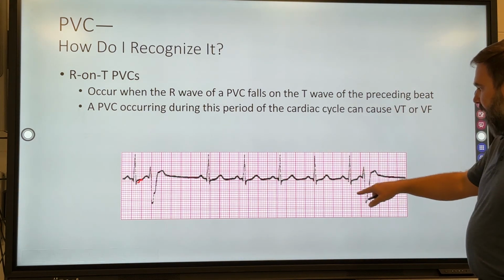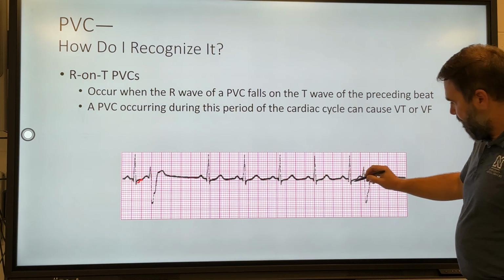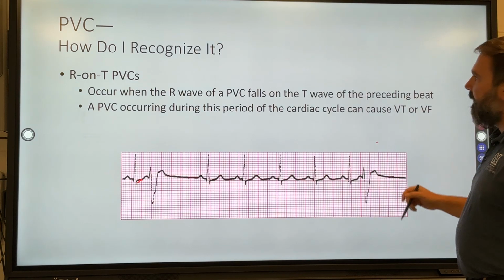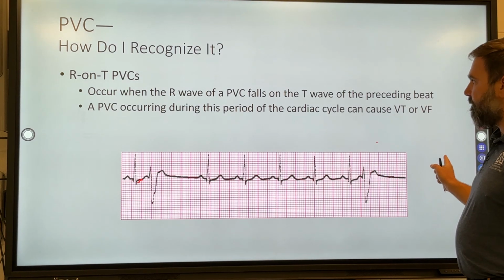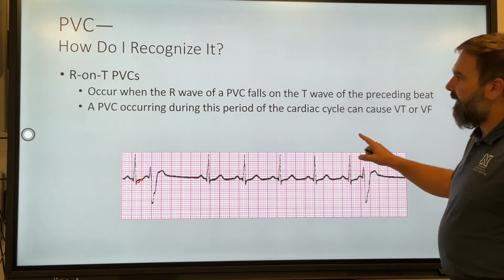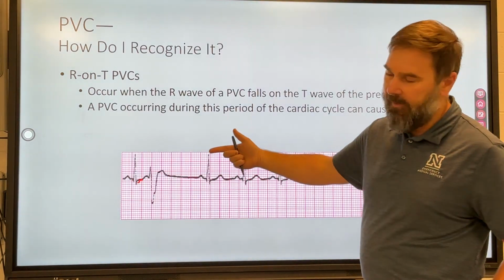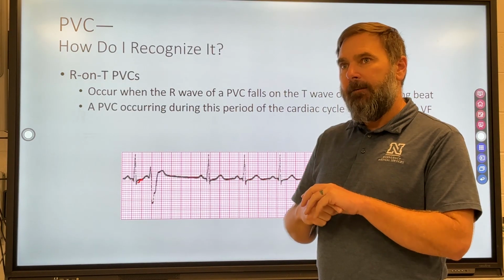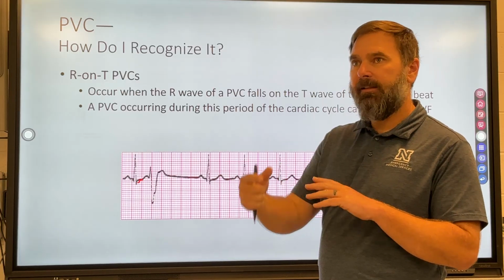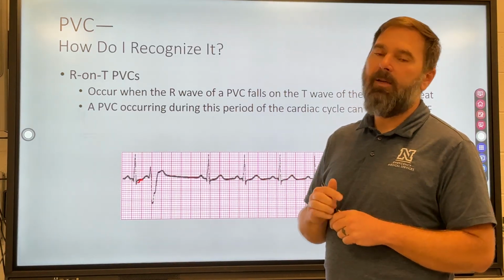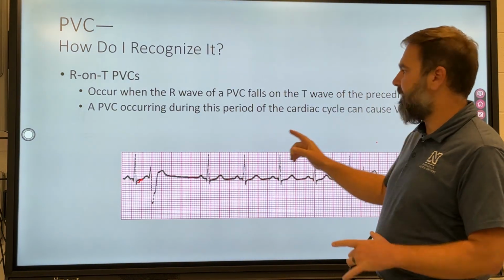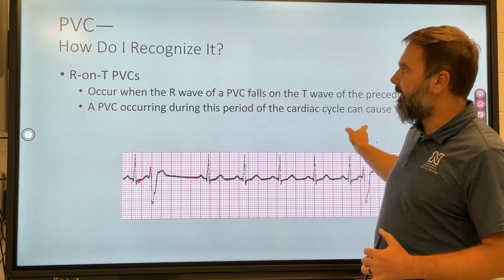And another example here, same example. So we have our T wave coming in, our PVC occurs, and that's an R-on-T PVC. One of the biggest problems with these is that sometimes they can trigger, since with that PVC occurring at the time of the T wave, we're messing up the conduction system, messing up repolarization. That mix-up in repolarization can trigger VFib or VTach.